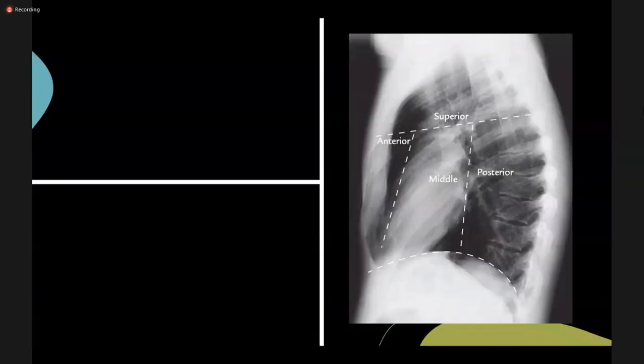what are you looking at on your screens? You can focus there. You are looking at an X-ray. This is a lateral view of an X-ray chest. And there are some dotted lines. So these dotted lines are showing you what? They are dividing this lateral view of the X-ray chest. They have been divided by one line which goes horizontally from the front to the back, and there are two lines which are going vertically downwards.